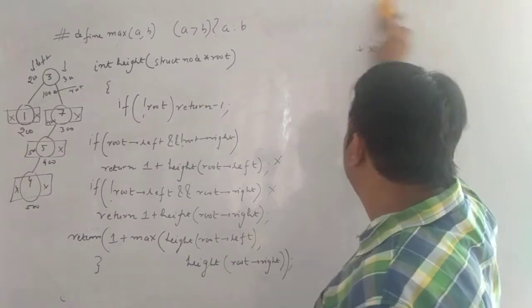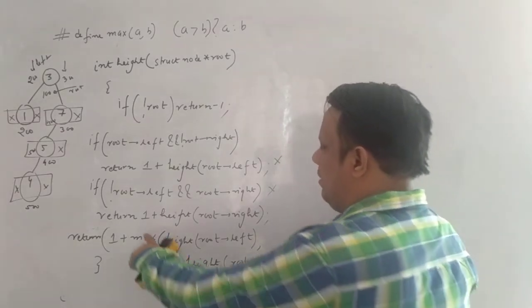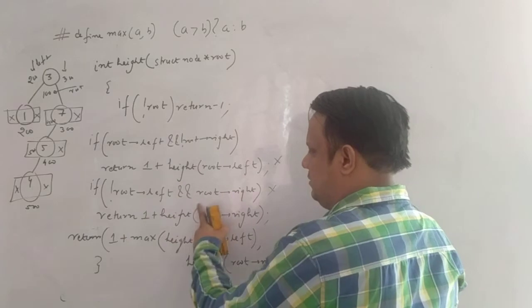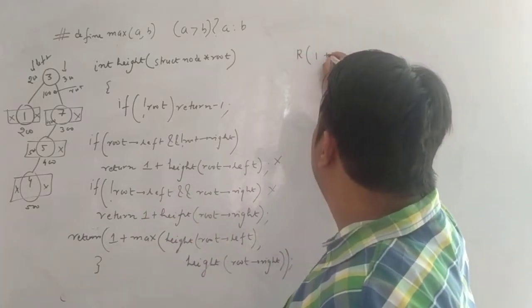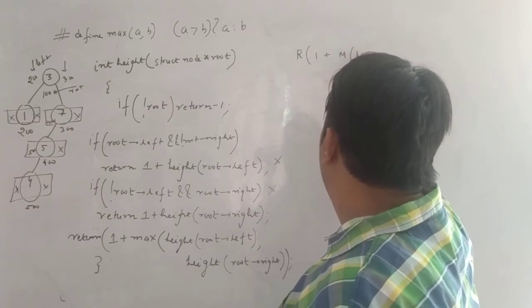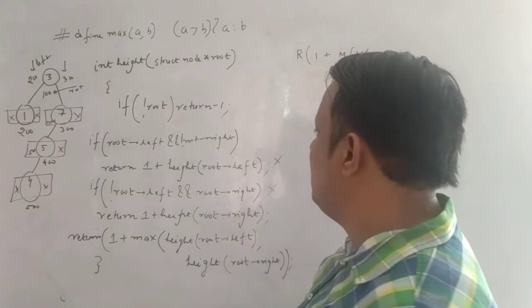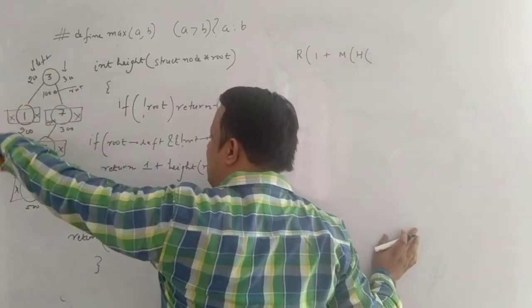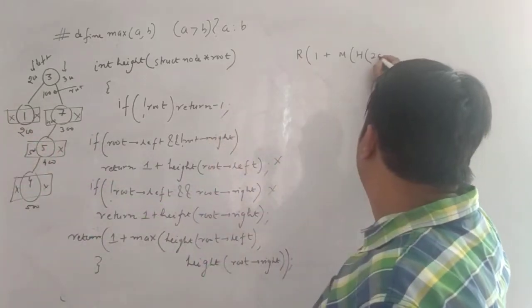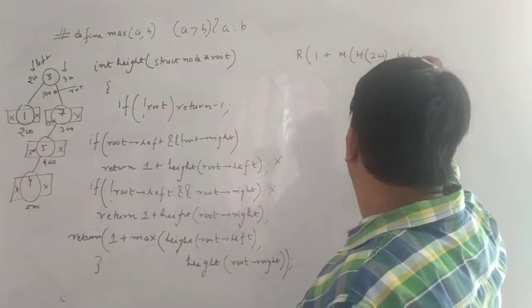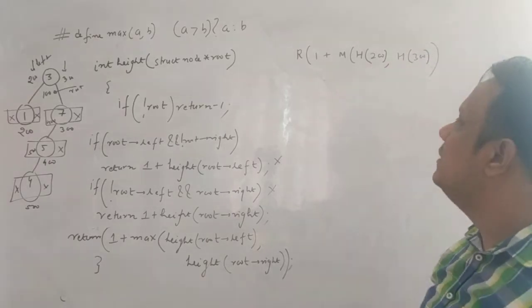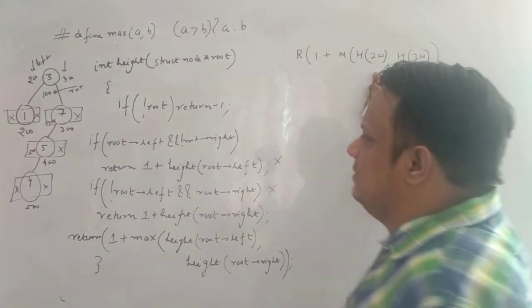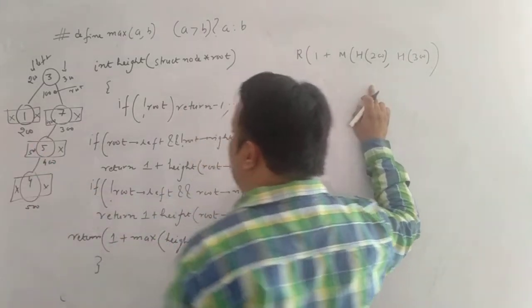Now moving on to the third statement, return. If this is false, then you return this: return 1 plus max height of root left, root right. Root is 100, left is 200, so root left is 200, comma root right, which is your 300. Now we will try to evaluate this. Now 200, right? Now moving on to this function, your root becomes 200.